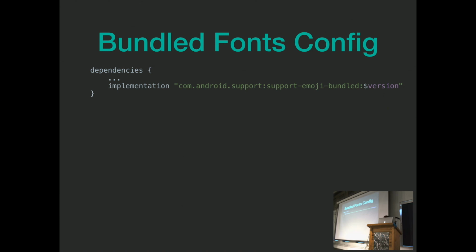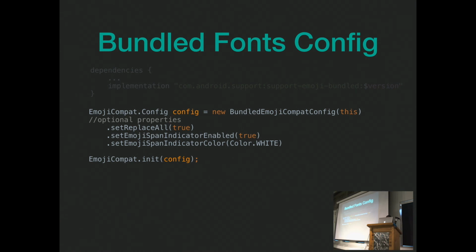And another way to use Emoji-compat is through bundled fonts. And this essentially bundles the support font into your app. You call bundled Emoji-compat config, and there is a set replace all property that you can also use with the downloadable fonts config. And this property is pretty cool because it essentially tells EmojiCompat to use the support font to render every single emoji. So what this results in is consistent looking emojis across devices. So if you don't want your users to see ugly Samsung emojis, they don't have to. You can use this and they'll have a consistent emoji experience.